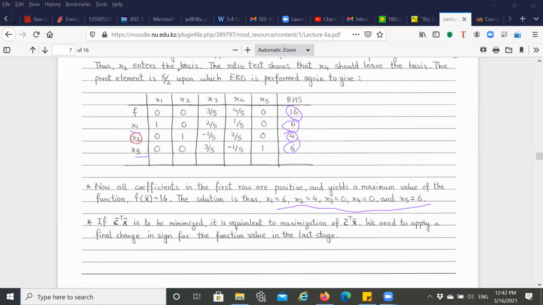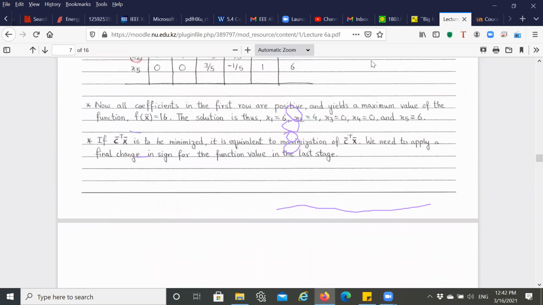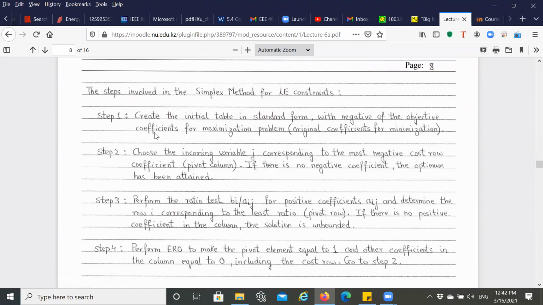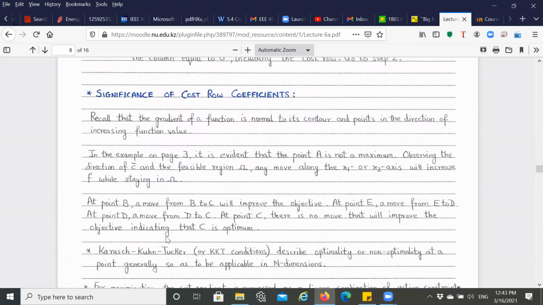And that's it. So this is one example of the simplex method where the constraints are of the form less than or equal to. So this is the summary, the 4 steps that are included. Well, let's look at now the cost row. Let's focus on the cost row.